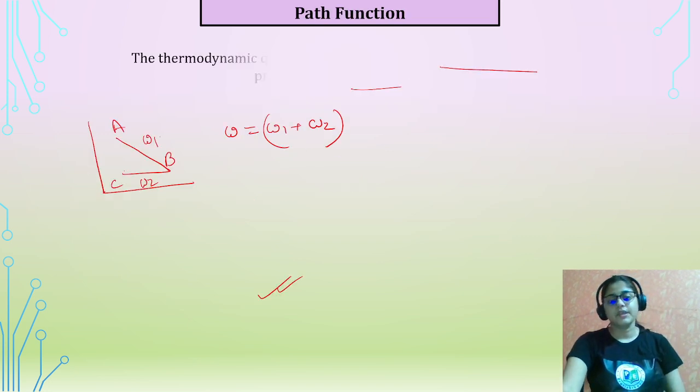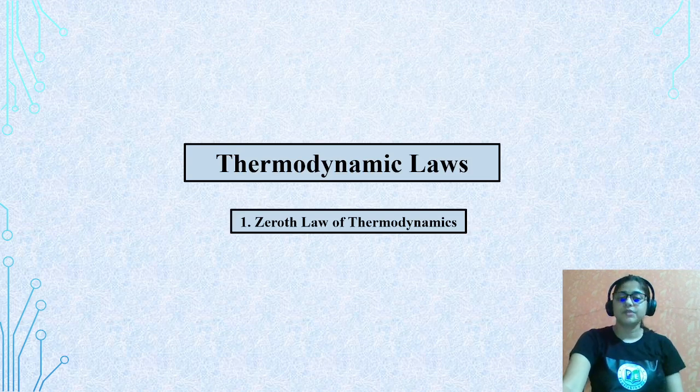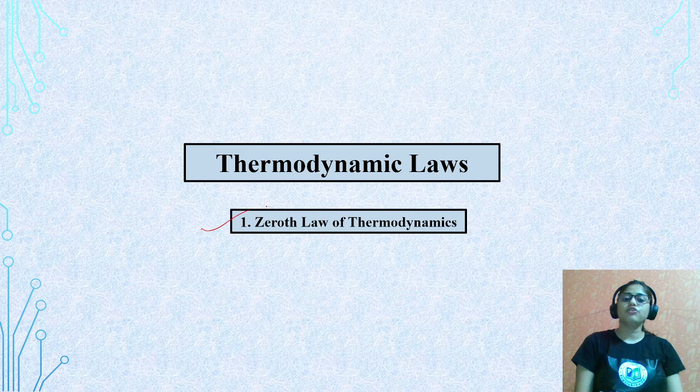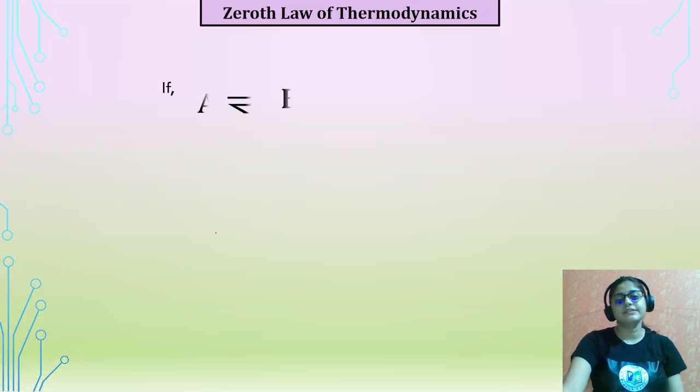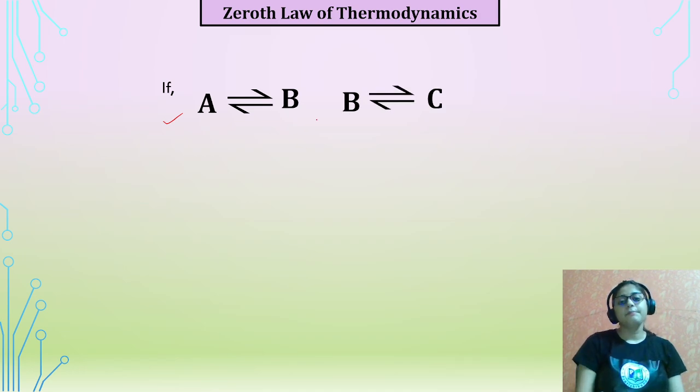Clear? Now coming to the thermodynamic laws. First is the zeroth law of thermodynamics. It is simple. Let's say A is in thermodynamic equilibrium with B, and B is in thermodynamic equilibrium with C. Then what will happen? A will be in equilibrium with C.